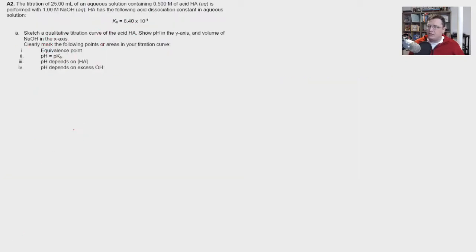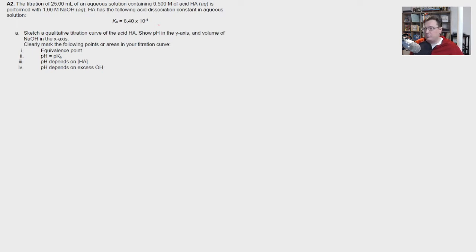A2. So A2 now, right? Reading through this, the titration of 25 milliliters of an aqueous solution containing 0.500 molar acid HA, so it's unknown, is performed with 1.00 molar NaOH. HA has the following acid dissociation constant in aqueous solution. Ka is equal to 8.40 times 10 to the negative 4.